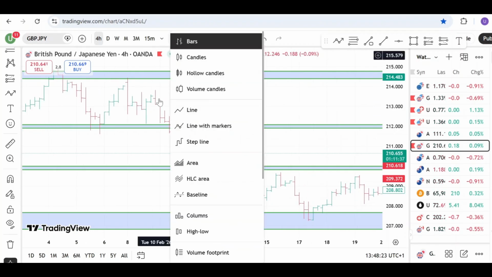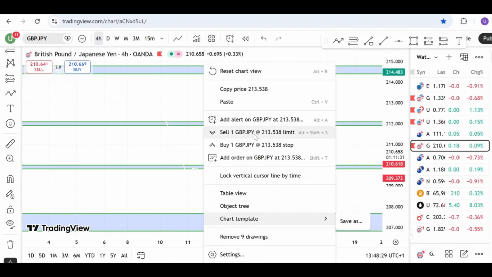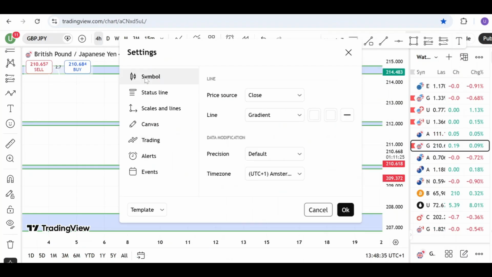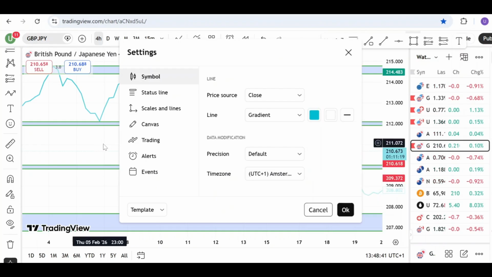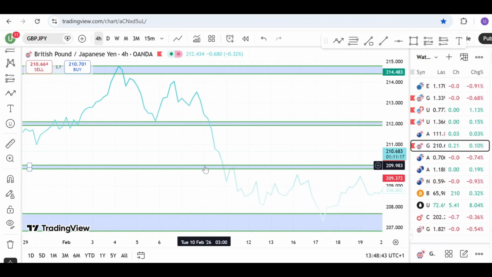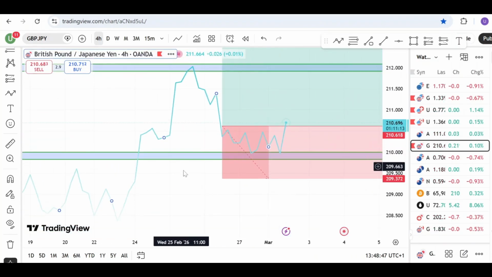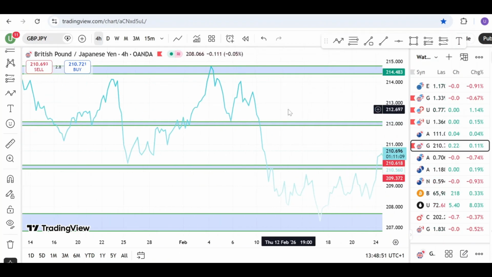The third type of chart is called a line chart. This is a line chart. Let me make it visible in settings, symbol, generally, for example, let me make it gray. Cool. As you see, this is a line chart.